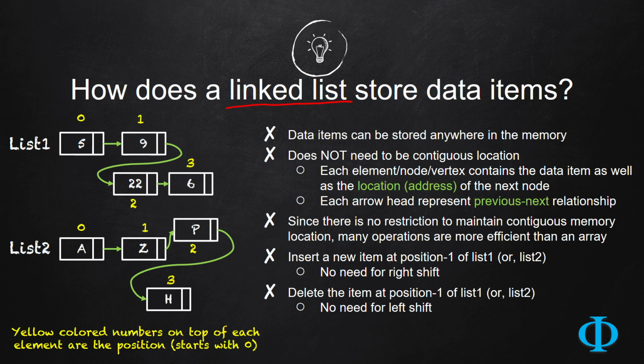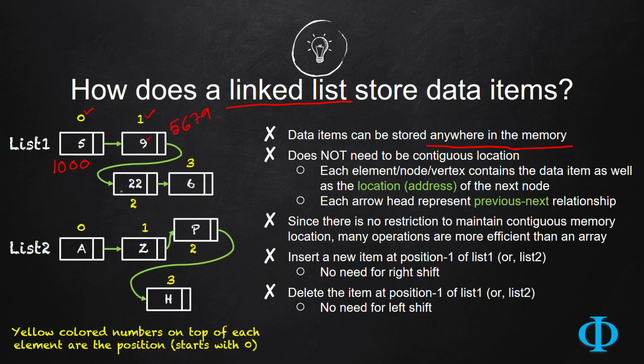However, in a linked list, there is no such restriction, and the elements or the data items can be stored anywhere in the memory. Anywhere means the item which is identified as 0 can be stored in the memory location, say 1000, or the next data item, which is 9, can be stored at a memory location, let's say 5679. I'm using some random numbers.